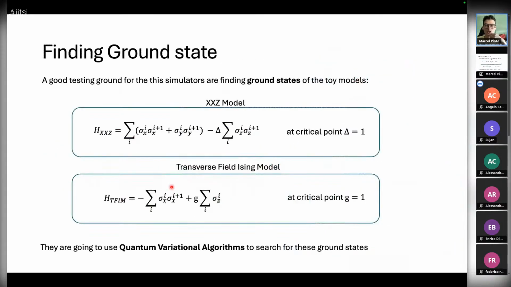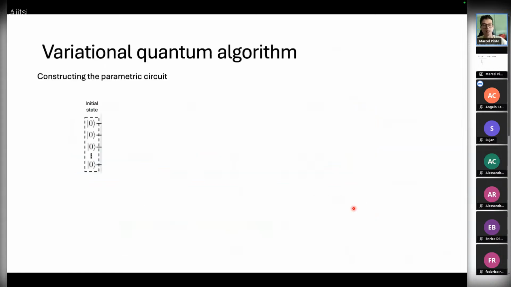So what they use to test this kind of simulator is a toy problem. They try to find the ground state for critical spin models. They consider the XXZ model at the critical point, given by this Hamiltonian, and the transverse field Ising model also at the critical point. The technique they are going to use to find the ground state is a quantum variational algorithm. Let me go through it.